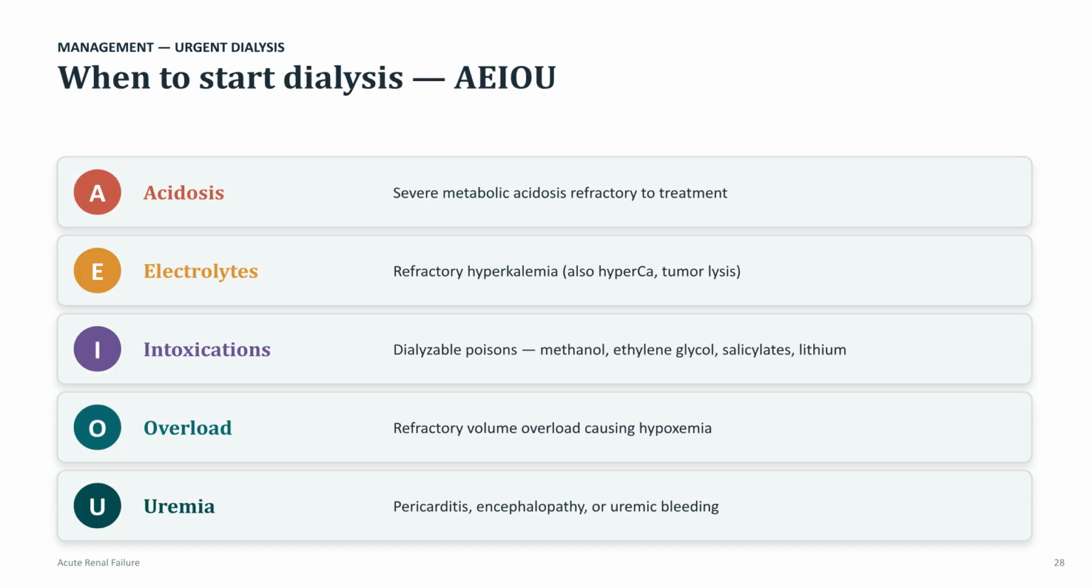The AEIOU mnemonic summarizes the urgent indications for starting dialysis: acidosis that is refractory to treatment, severe electrolyte disturbances like dangerous hyperkalemia, specific intoxications, volume overload resistant to diuretics, and symptomatic uremia. Dialysis is a tool to manage these specific, life-threatening complications, not just a response to a single lab number.